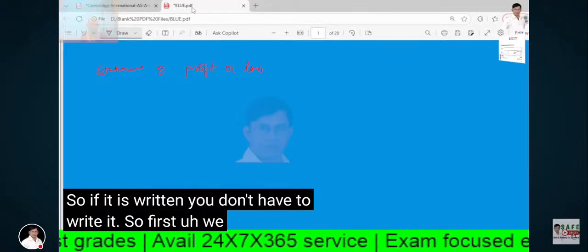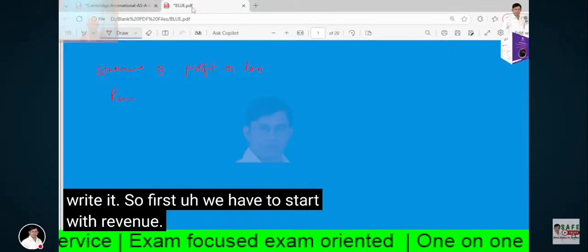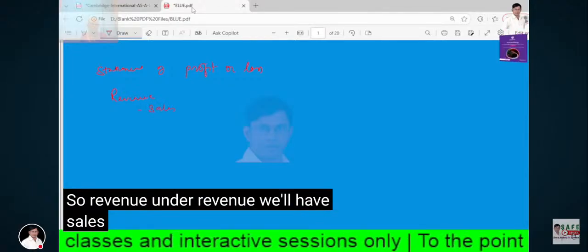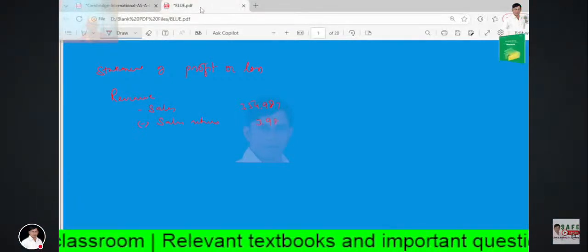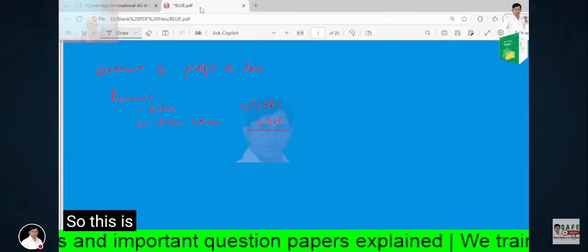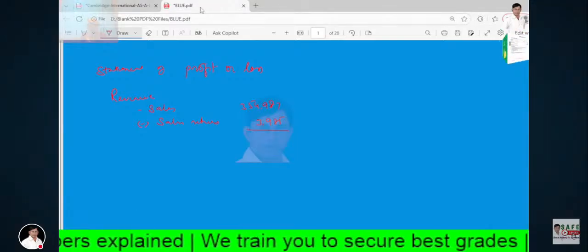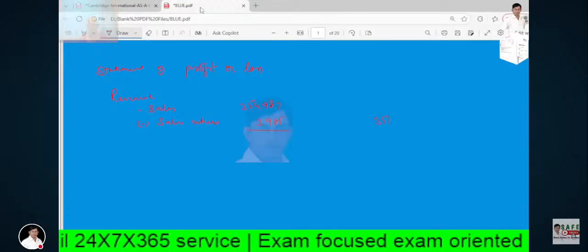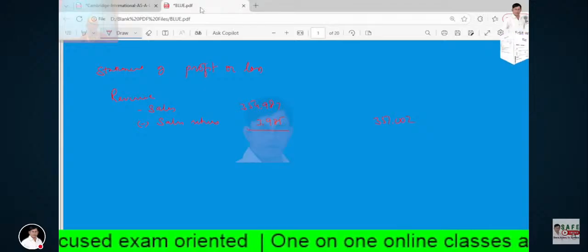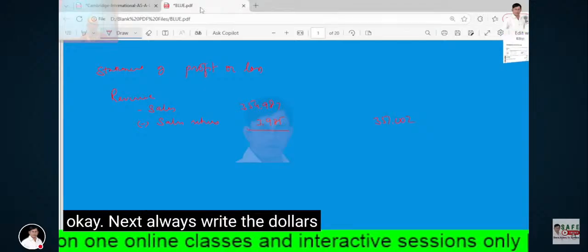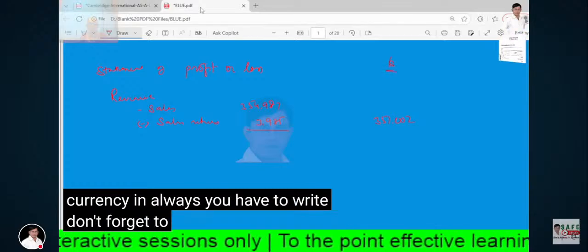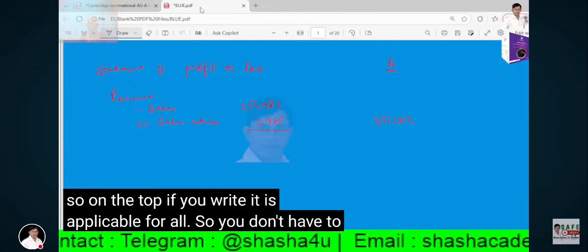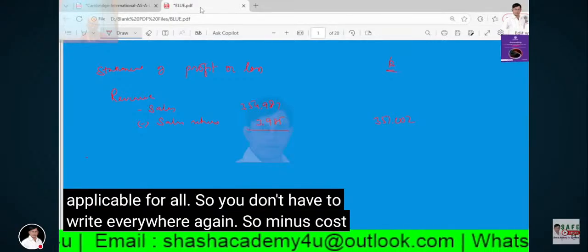So first, we have to start with revenue. Under revenue, we'll have sales. Next, always write the dollar currency in. Always you have to write it; don't forget to write this. So on the top, if you write it, it is applicable for all, so you don't have to write it everywhere again. So minus cost of sales.